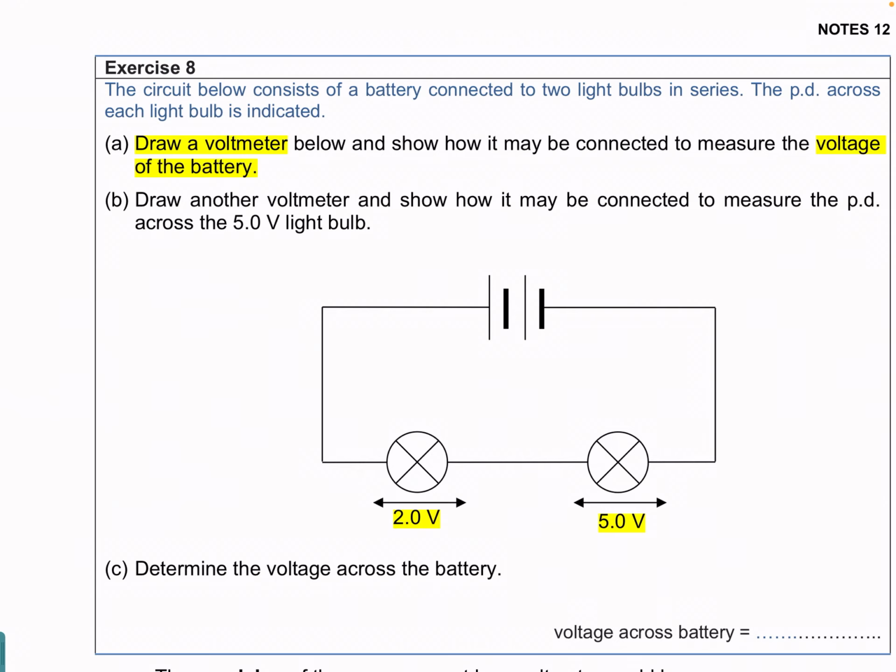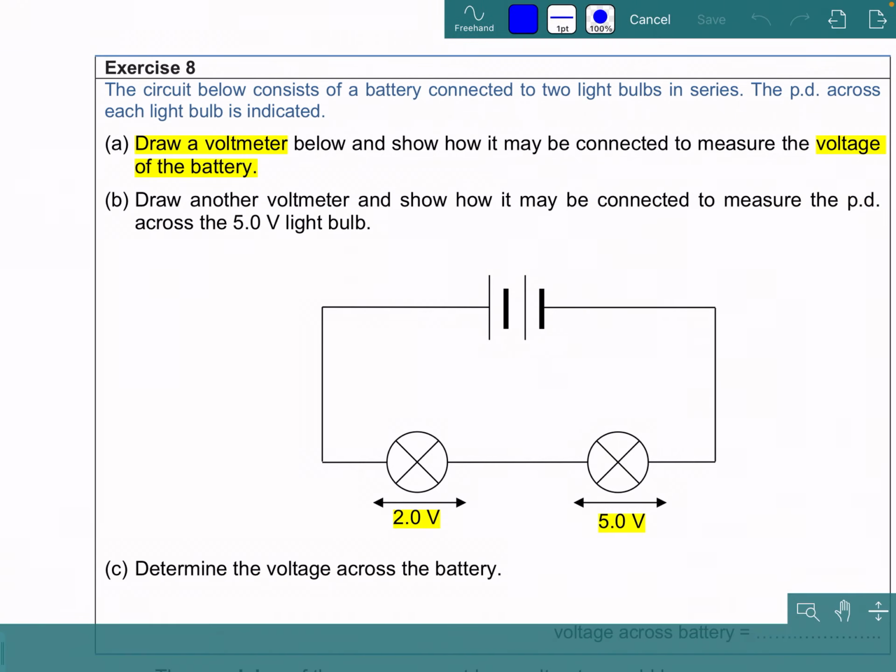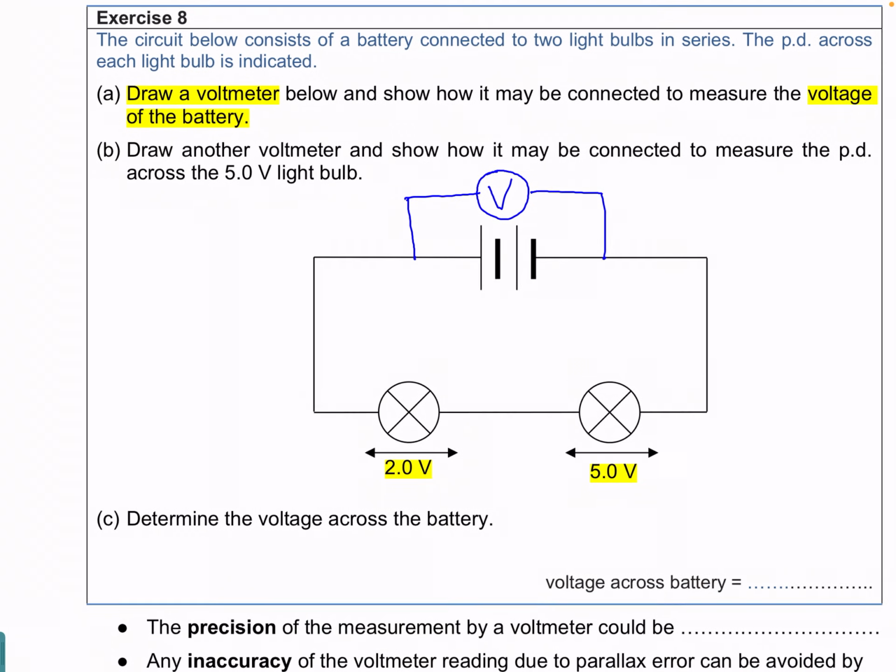In other words, the potential difference across the battery. So you will use a ruler and pencil to draw straight lines, and a voltmeter has been connected across the component, in this case the battery. So use a ruler and pencil, and we draw a nice circle here and label it V. This is a voltmeter to measure the voltage of the battery.